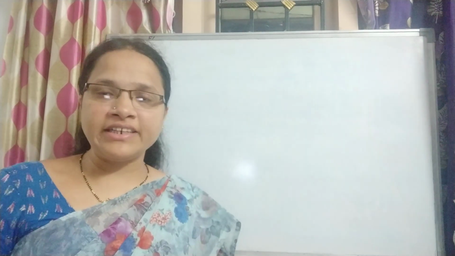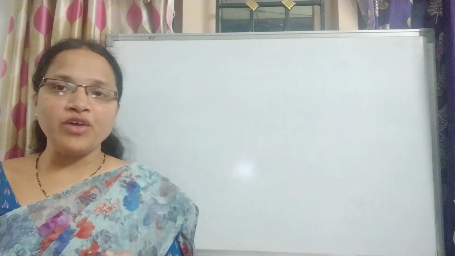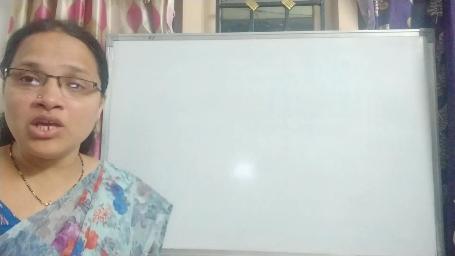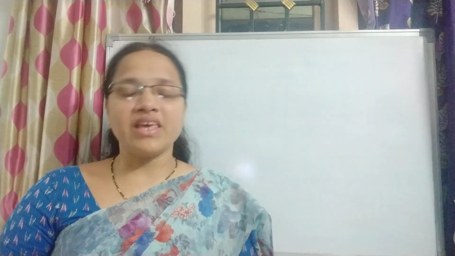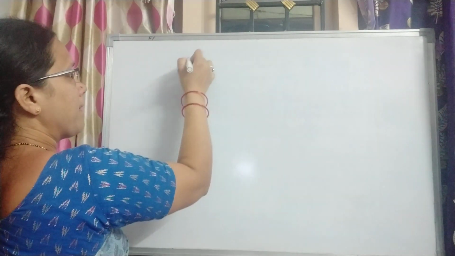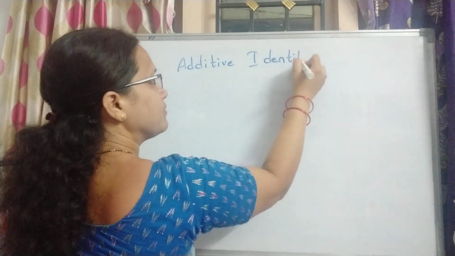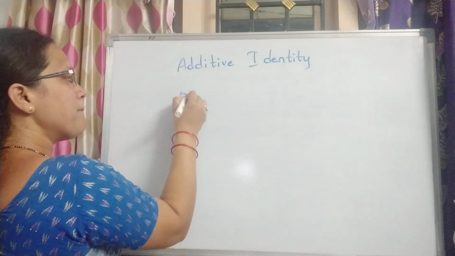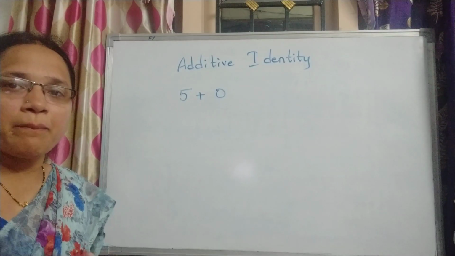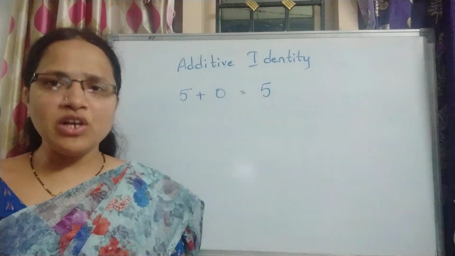What do you mean by additive identity? Additive identity is nothing but if we add any whole number to 0, what is the answer we get? Yes, 5 plus 0. In the similar manner, additive identity. If we add any whole number to 0, what will happen? You get the same answer. Yes or no? You get the same answer. Will you get any different answer?